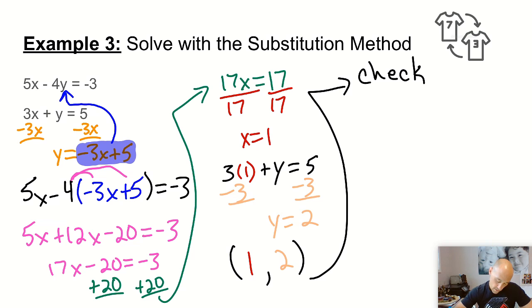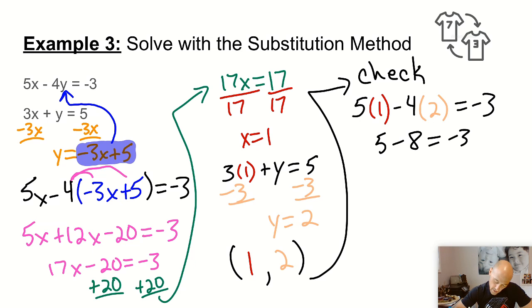Great. So we have, on the first equation, 5 times 1 minus 4 times 2 equals negative 3. Well, 5 times 1, that's 5. Minus 4 times 2, that's 8. Equals negative 3. And negative 3 is the result of 5 minus 8. And it does equal negative 3. So that one checks.